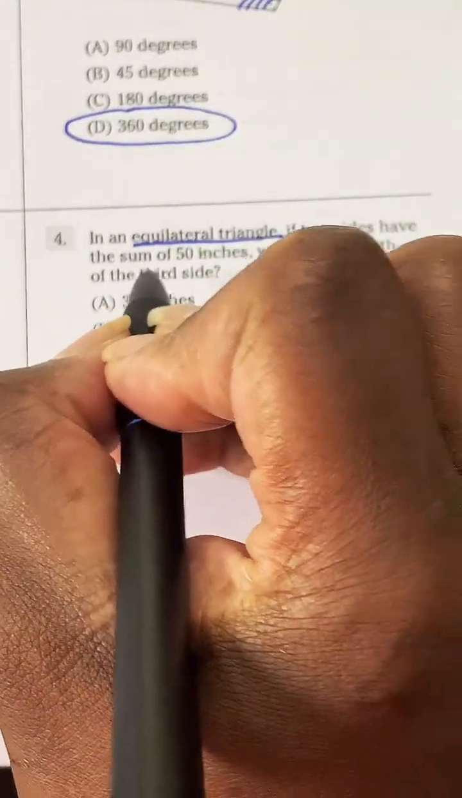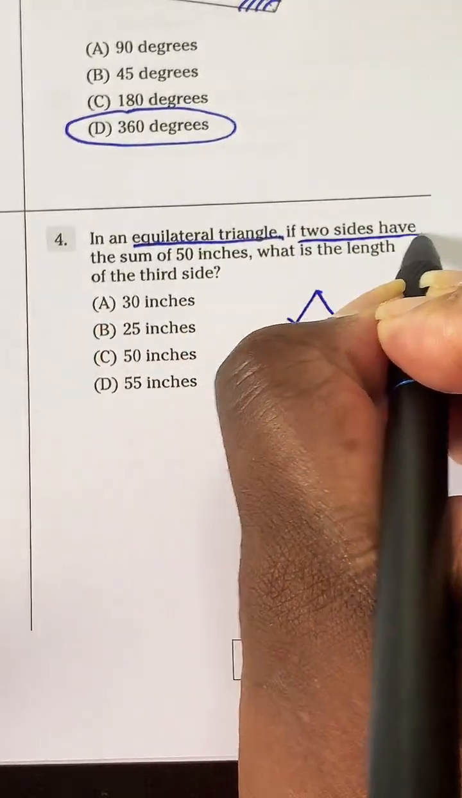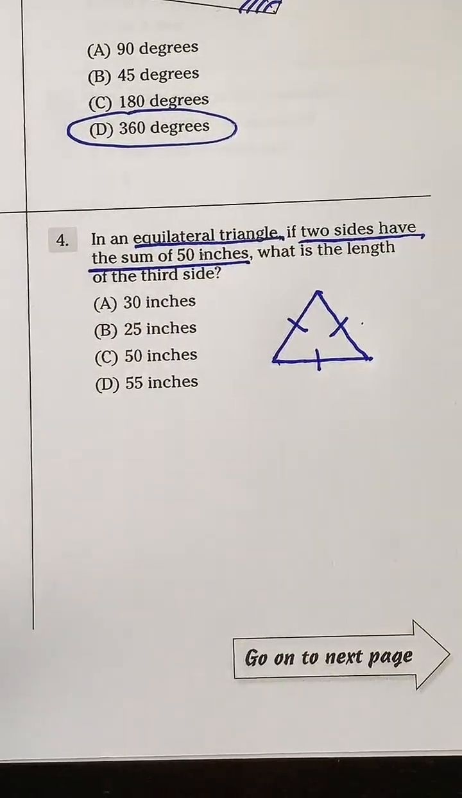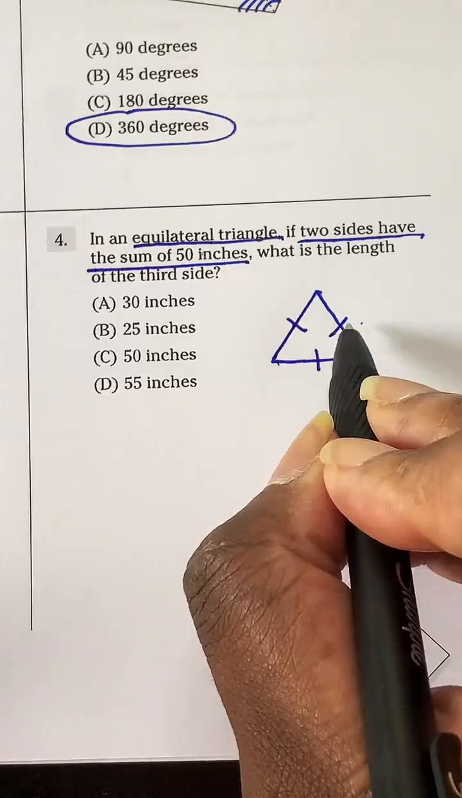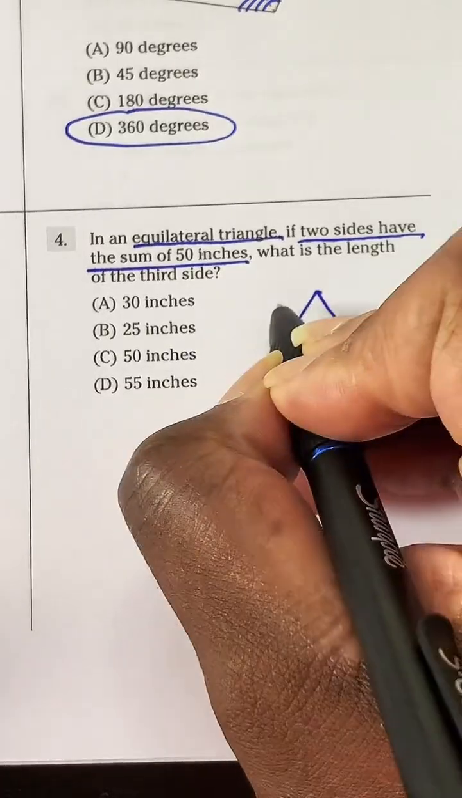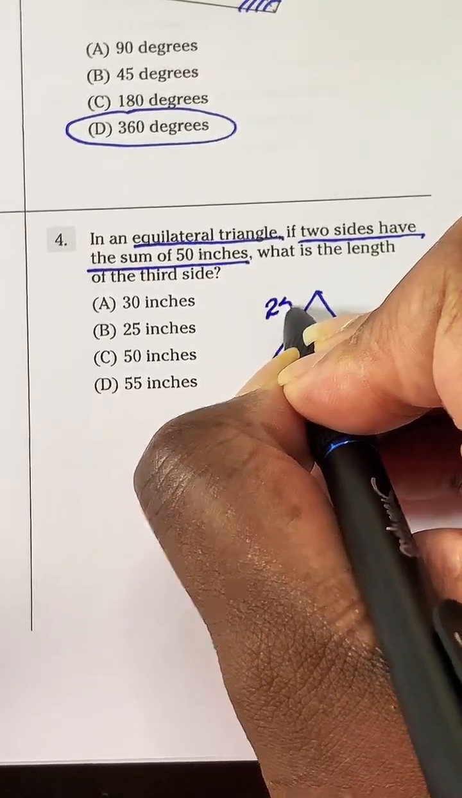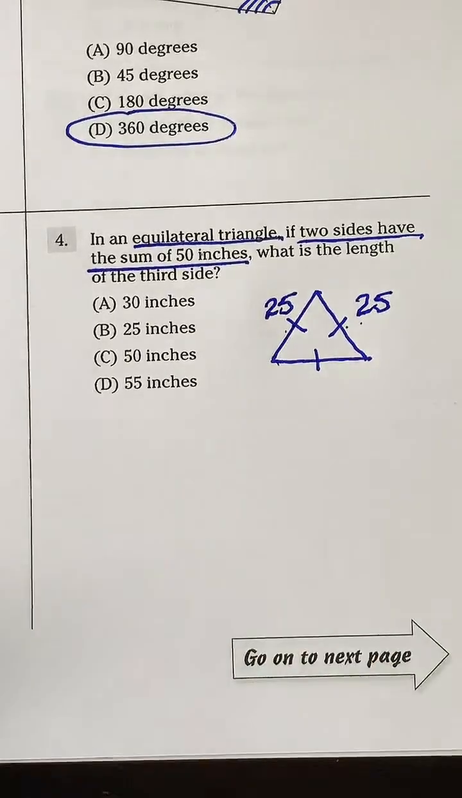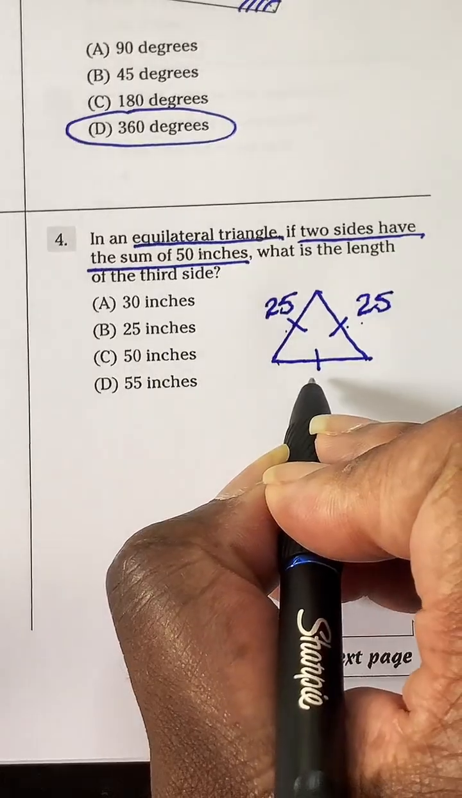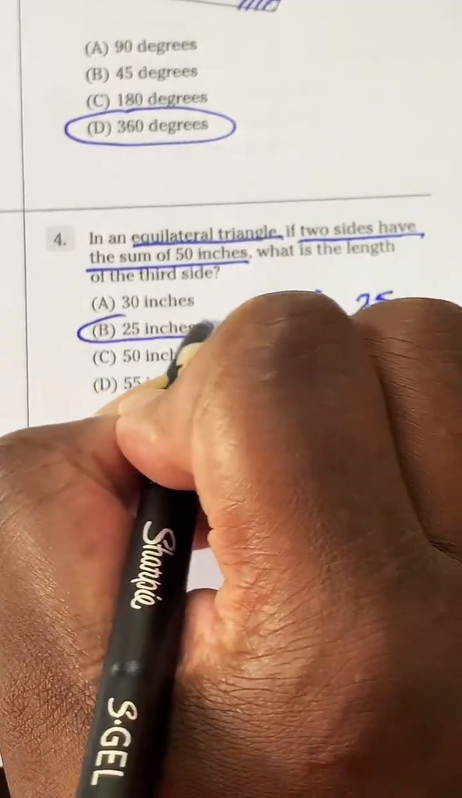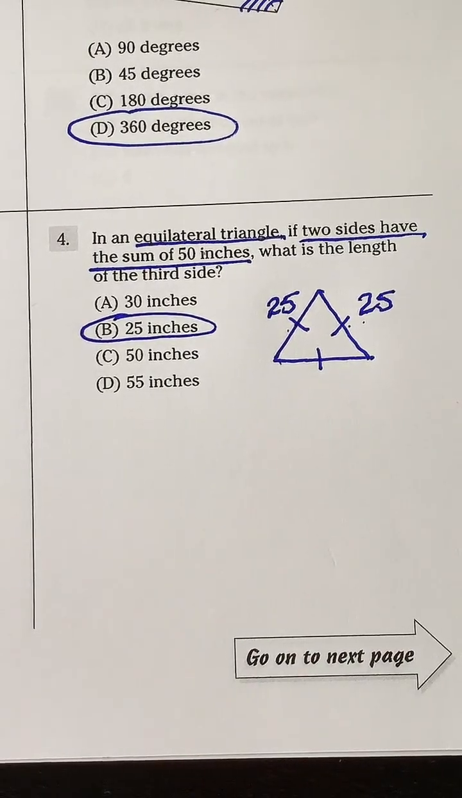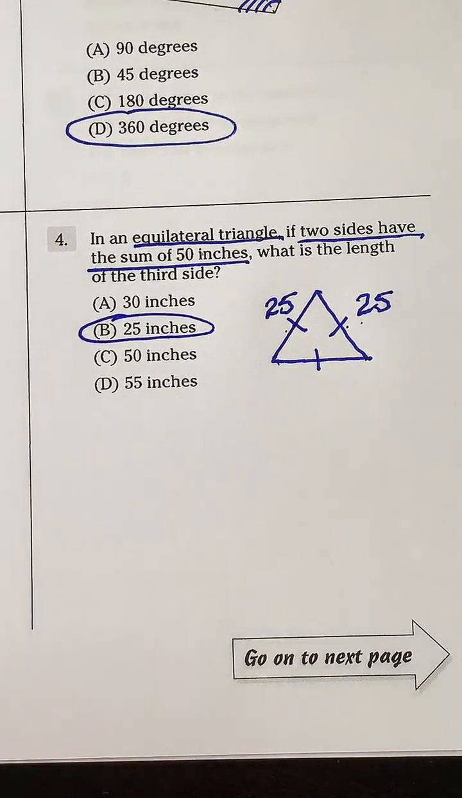This is what it says. We have 2 sides that have the sum of 50 inches. So each side is not 50 inches. The sum of 2 sides is 50 inches. So that means that has to be 25 and that has to be 25. Since it's equilateral, all 3 sides are the same, so the answer will be 25.